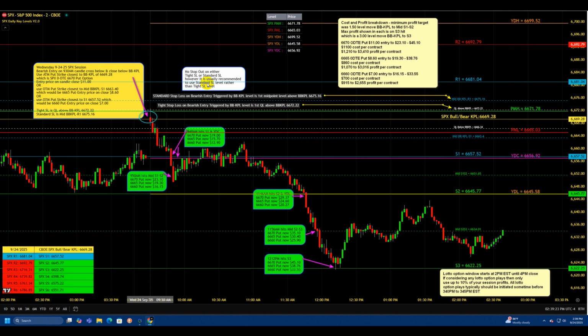Generally, even though neither one of these came close to being stopped out today, it's a better idea to use the standard stop loss levels. However, some people prefer tighter stops, and so if you prefer tighter stops, then you use the QL level.